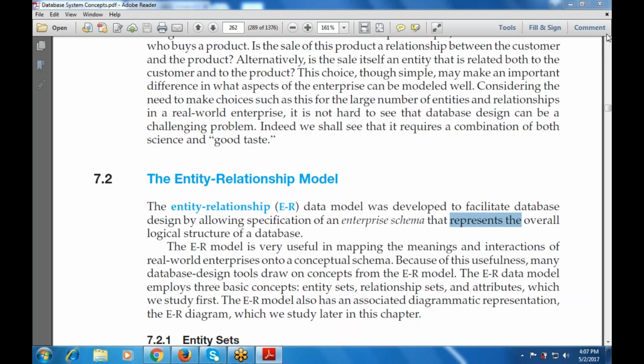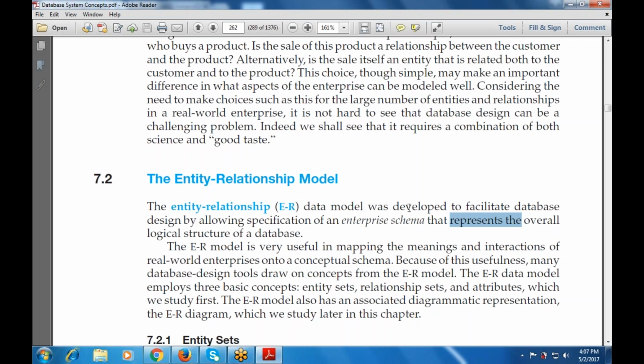This was developed to facilitate database design by allowing the specification of an enterprise schema that represents the overall logical structure of the database. This model is very useful in mapping the meanings and interactions of real-world enterprises onto a conceptual schema. Because of this usefulness, many database design tools draw on concepts from the ER model. The ER data model employs three basic concepts: entity sets, relationship sets, and attributes.